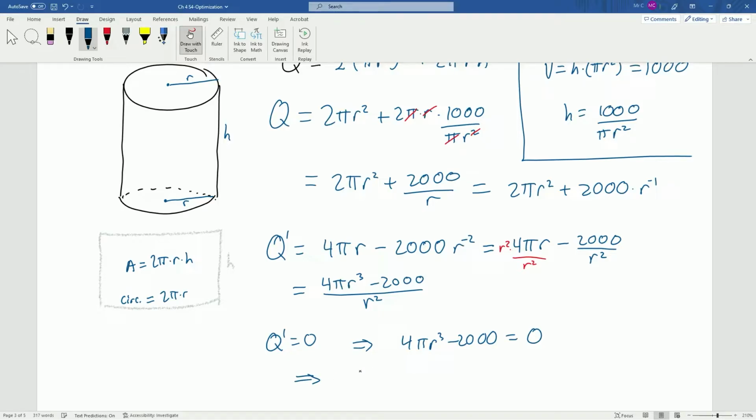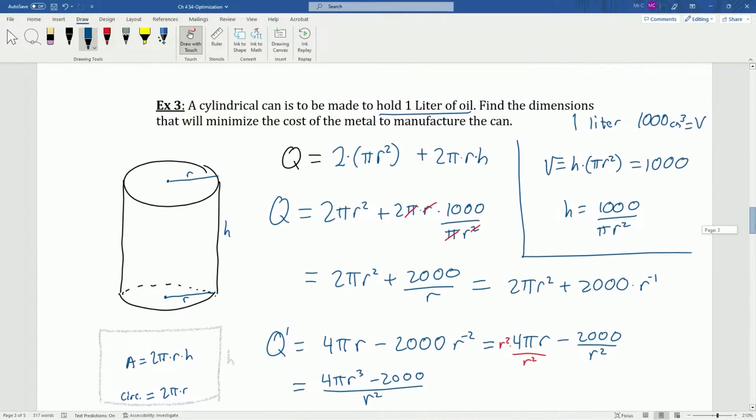All right, let's solve for it. That gives me 4 pi r cubed equals 2,000. Divide by the 4, I'm going to get pi r cubed equals 500. It's going to give me r cubed equals 500 over pi. And finally, r equals the cube root of 500 over pi. So that's my value for r.